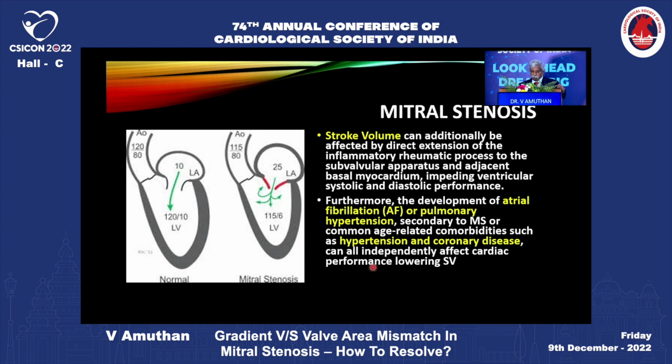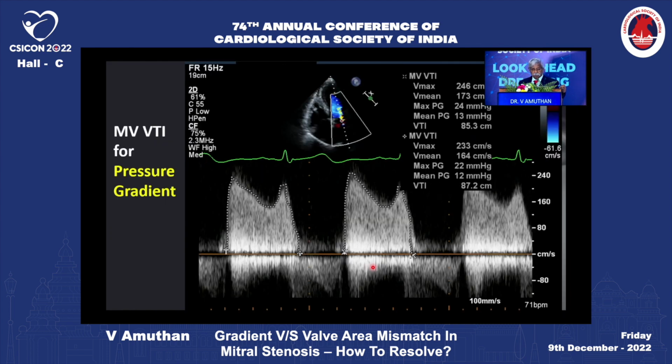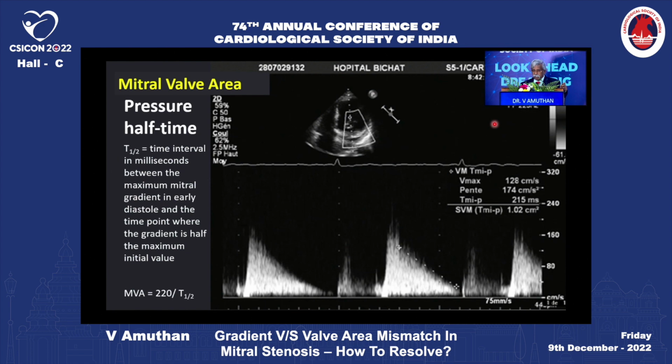Furthermore, the development of atrial fibrillation or pulmonary hypertension secondary to mitral stenosis, or common age-related comorbidities such as hypertension and coronary artery disease, can all independently affect cardiac performance, lowering the stroke volume. So this is the classical pressure gradient, and you can trace the mitral forward flow with continuous wave Doppler, and you get the peak gradient as well as the mean gradient. Peak gradient is 24 and mean gradient is 13.